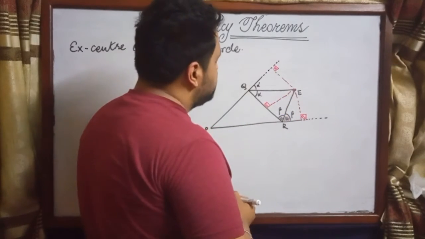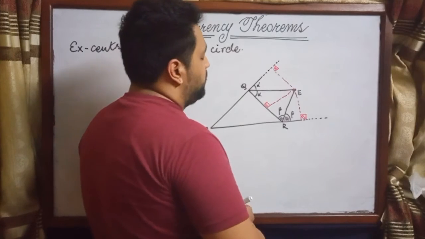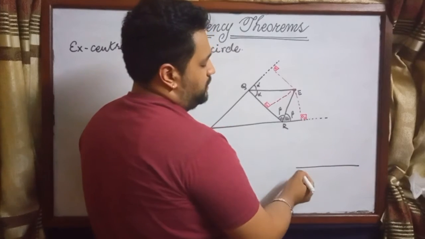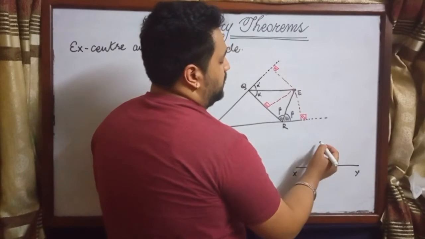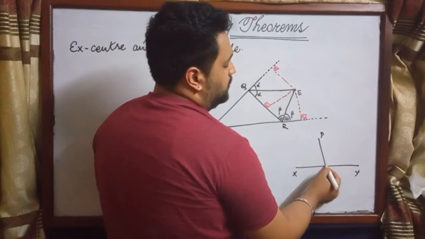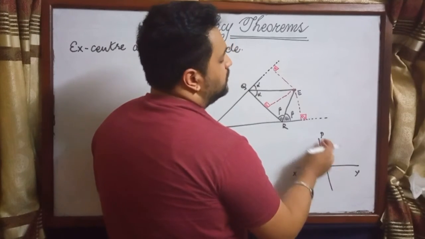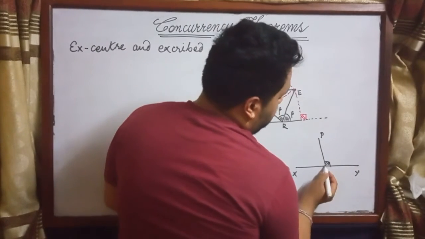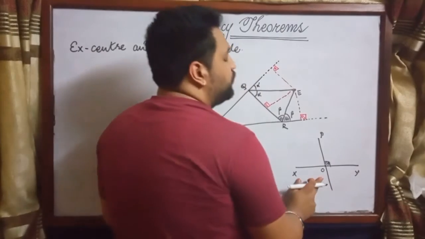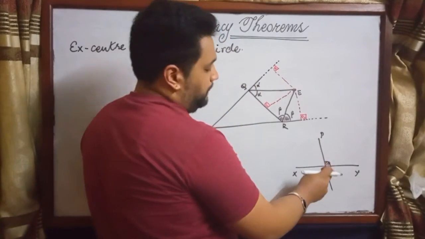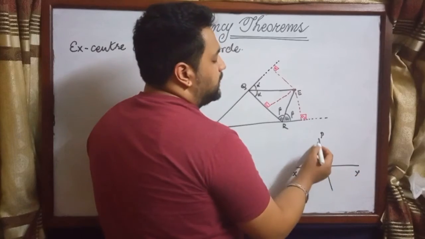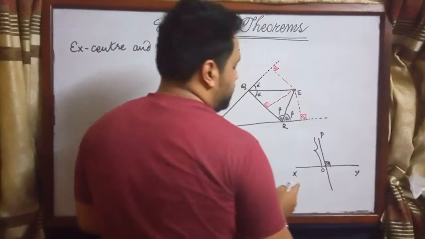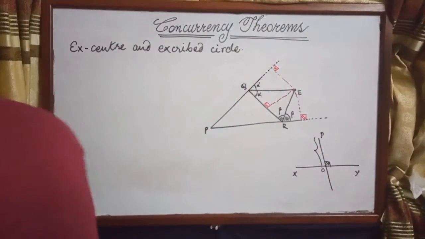The distance between a point and a line is the length of the perpendicular from the given point to the given line. So if xy is the given line and P is the given point, and this is the perpendicular from P on xy, and let O be the foot of the perpendicular from P to xy, then the length of OP is what we call the distance between the point P and the line xy.